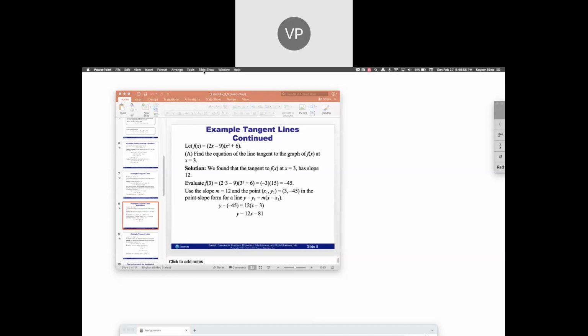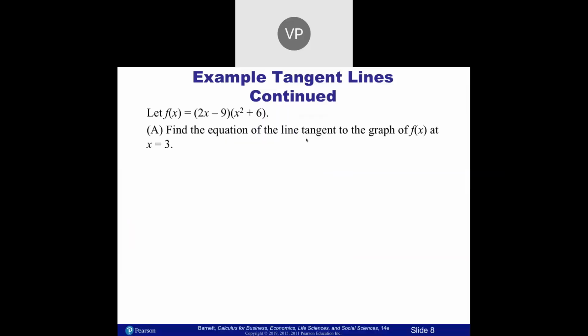Okay, so read this problem, kind of see what's going on here. We have a function, f of x equals parenthesis 2x minus 9 times x squared plus 6. They want you to find the equation of the line tangent to the graph of f of x at x equals 3. So again, remember, tangent line means I need to get a slope, and the slope of the tangent line comes from the derivative. So first step, let's find the derivative.